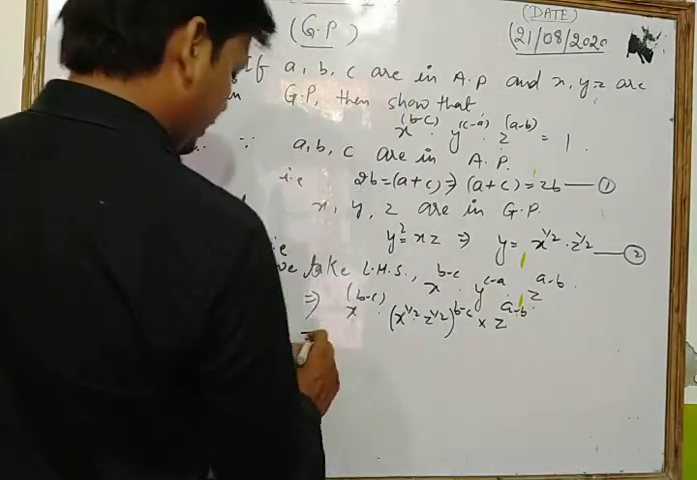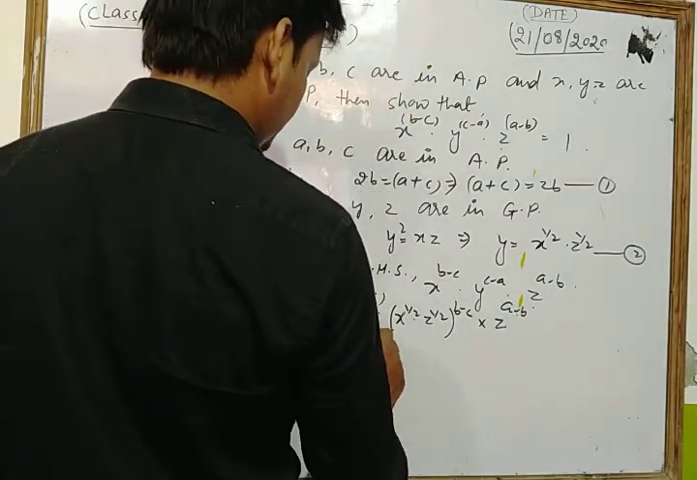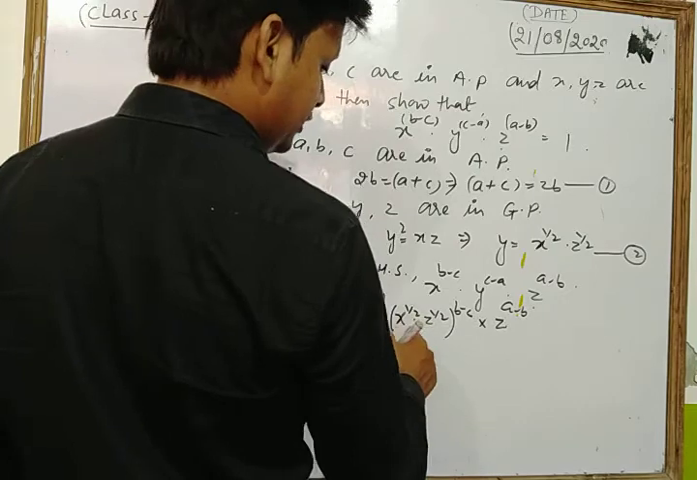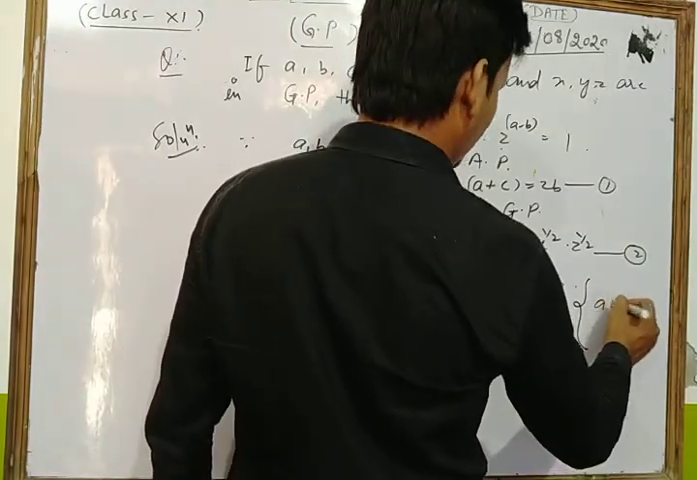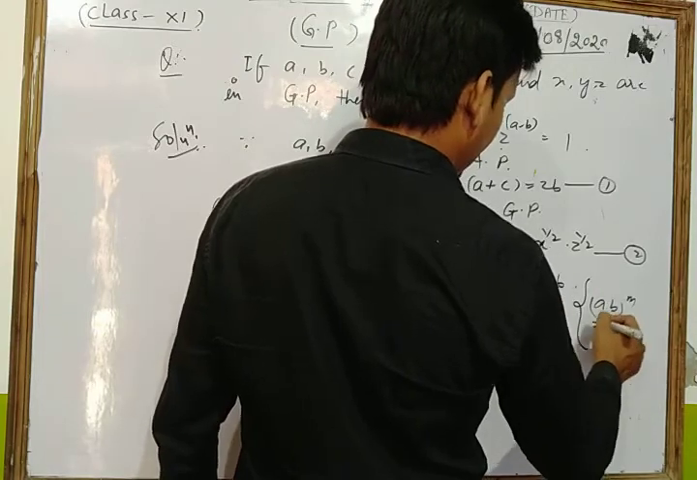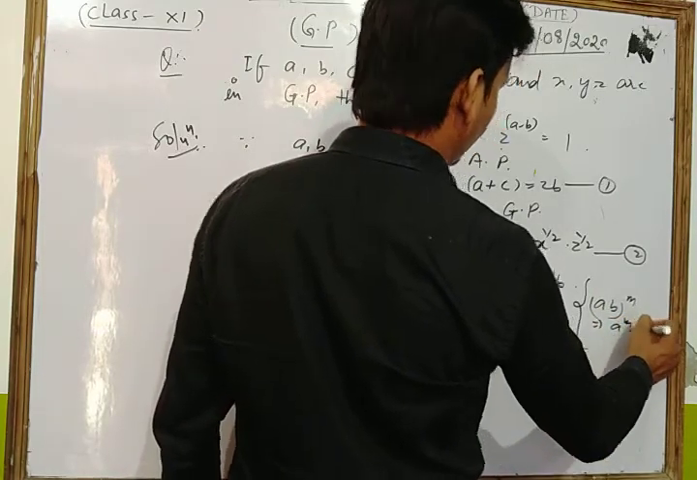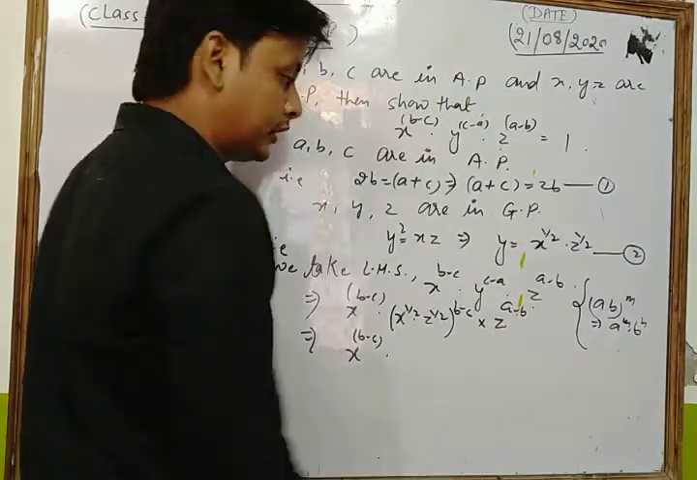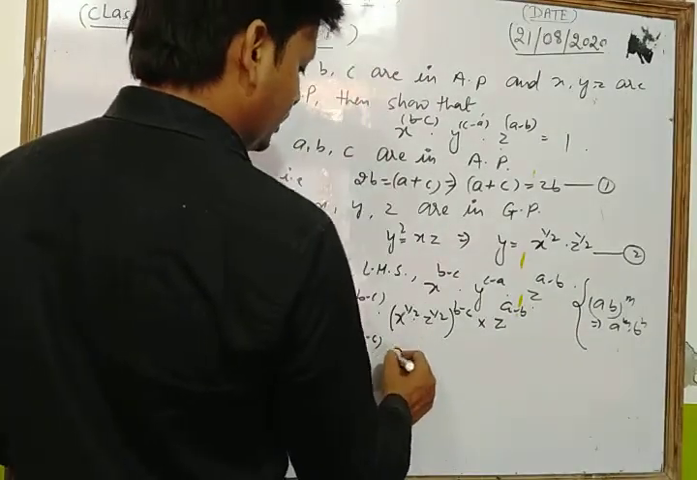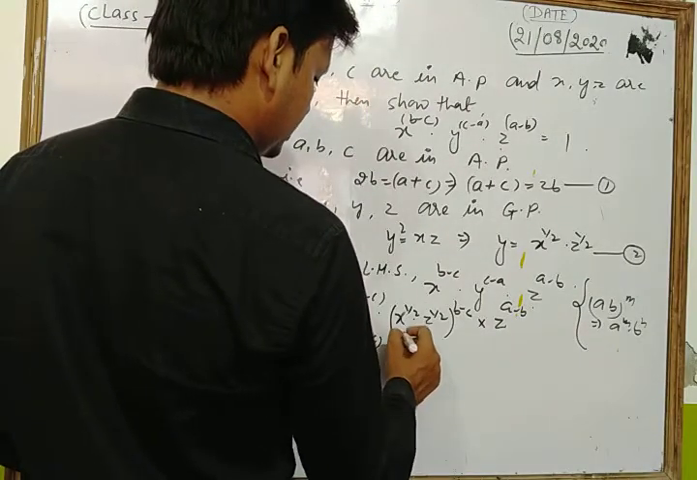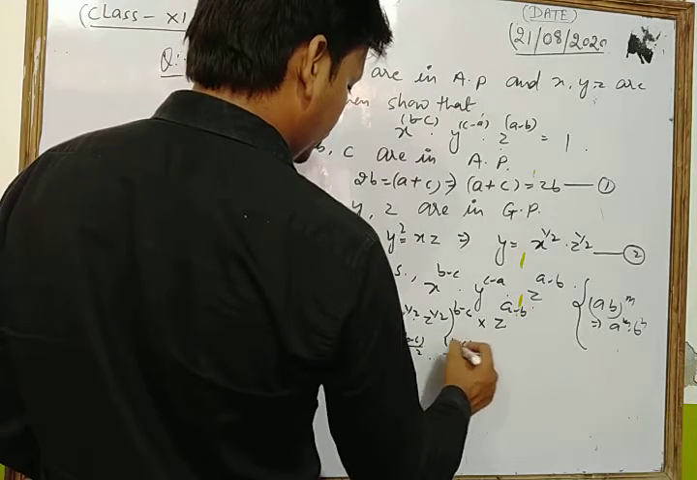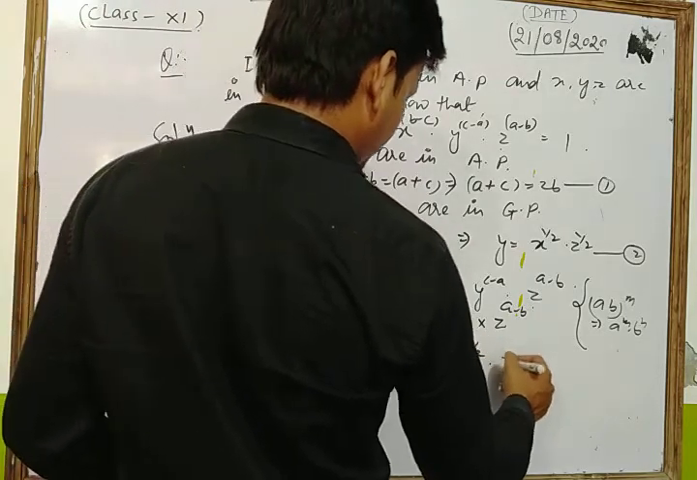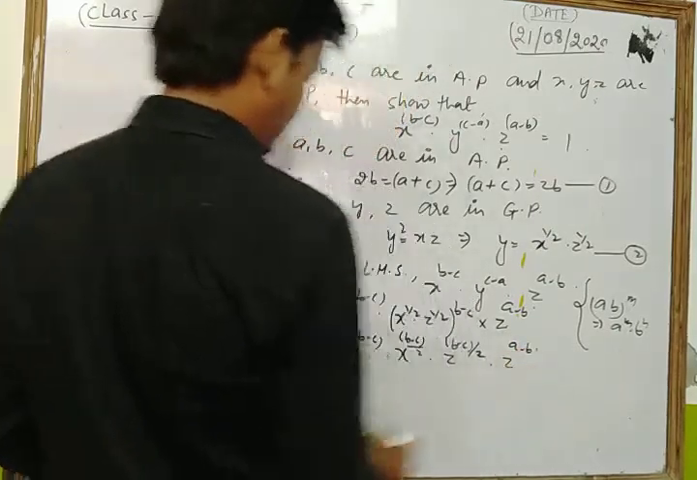Now we have x to the power b minus c into, if we split it using the law of exponents, a b whole to the power m is a to the power m into b to the power m. We write the law of exponents. So here we write x to the power b minus c into x to the power c minus a upon 2 into z to the power c minus a upon 2, and into z to the power a minus b.